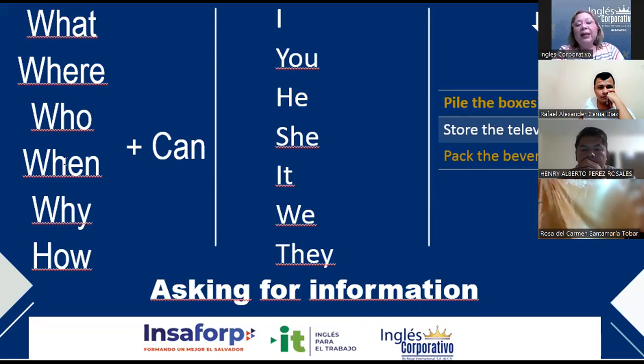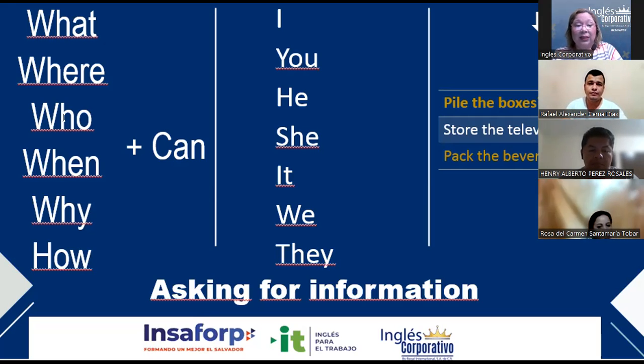Bien. When can she pack the beverages, for example? When. Entonces, vamos a utilizar un poquito más para este contexto. Where, when, who, ¿ok? Podríamos usar how can they para que nos digan la manera, ¿ok? En que pueden almacenar los objetos, etcétera. Porque recordémonos que estamos en acción storing, ¿sí?